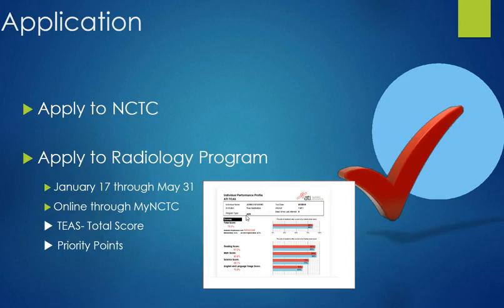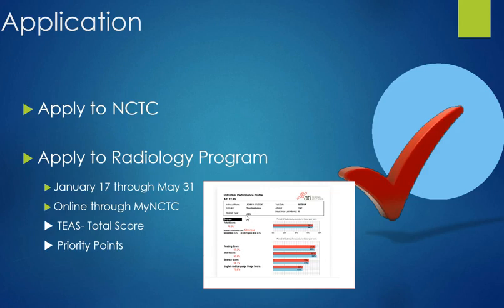So to apply to the program, the first thing you have to do is apply to NCTC. And then once you're accepted to NCTC, you can go to NCTC's homepage, and there's a button that says apply now, or you can go to NCTC admissions and also apply that way.